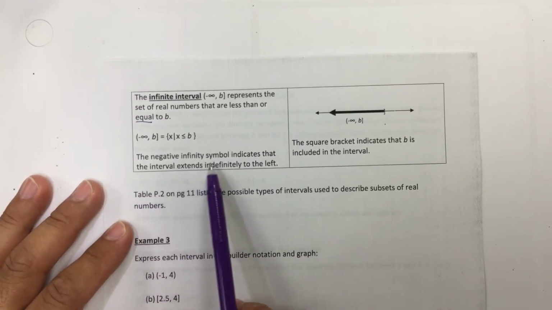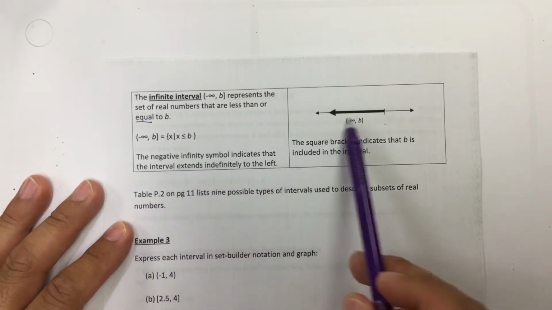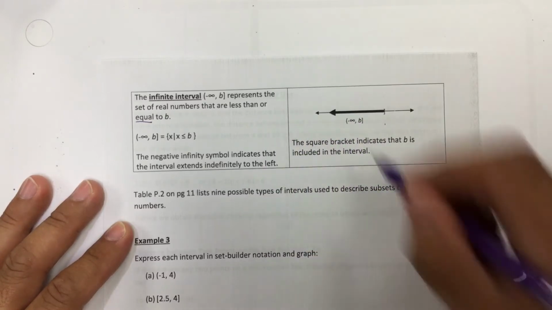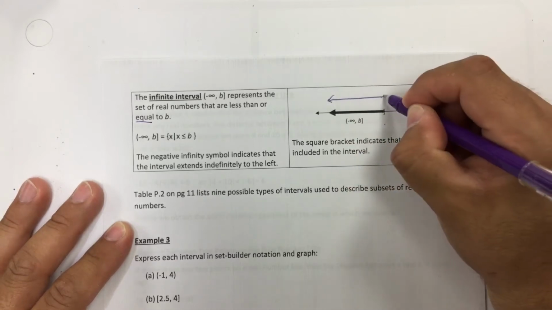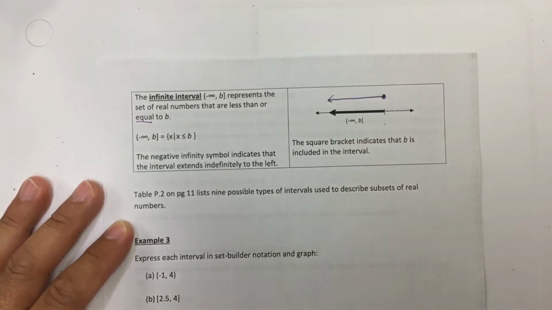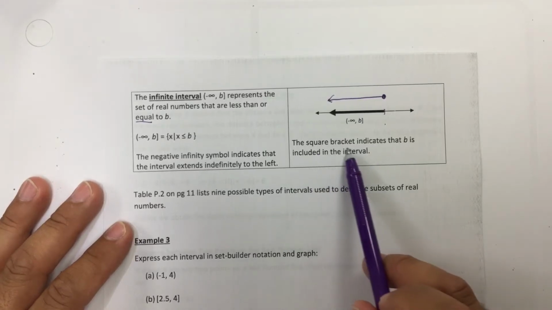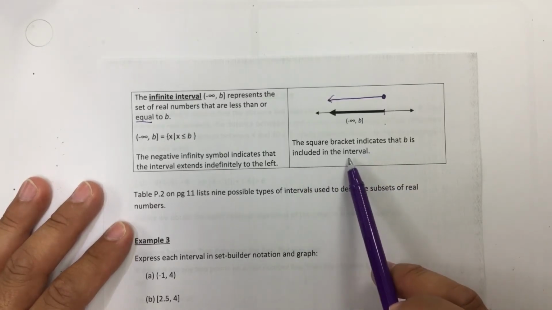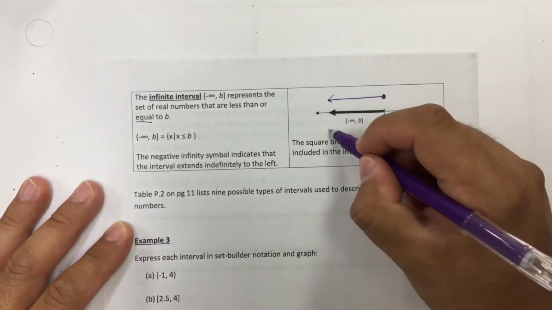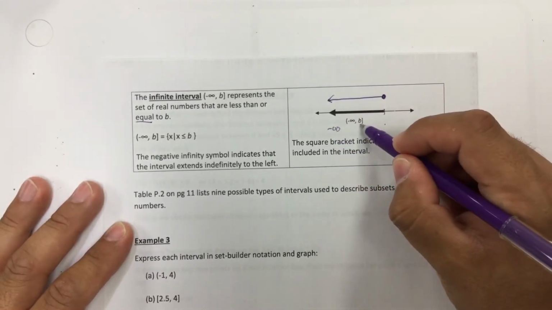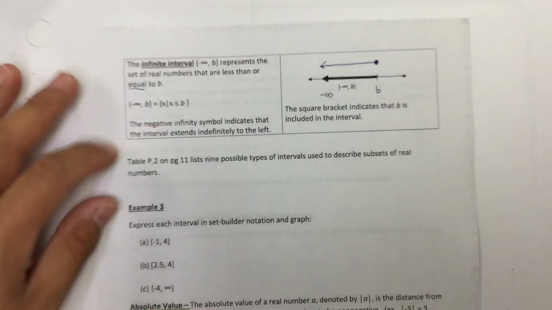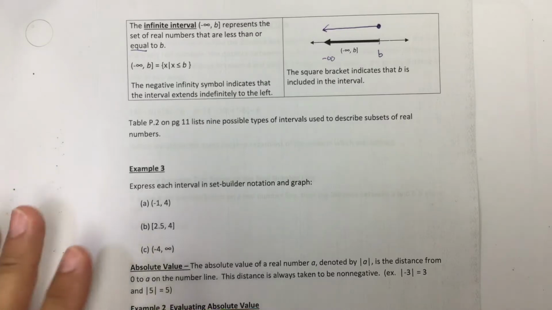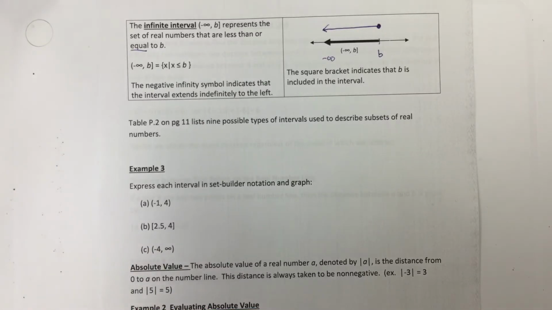So here it says the negative infinity symbol indicates that the interval extends indefinitely to the left. Okay, so once again here, hopefully you're starting to recall this and put the information together. That's a bracket, so we understand that this is a closed circle. Okay, and it says the square bracket indicates that B is included in the interval. So again, this is my furthest left, that heads towards negative infinity, and my furthest right, my larger value, is B at the end right here. Okay, and then in the book on page 2, or table P2 on page 11, there's 9 possible intervals. If you want to take a look at the textbook, you may do so.